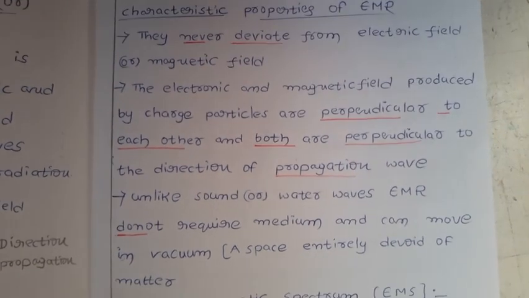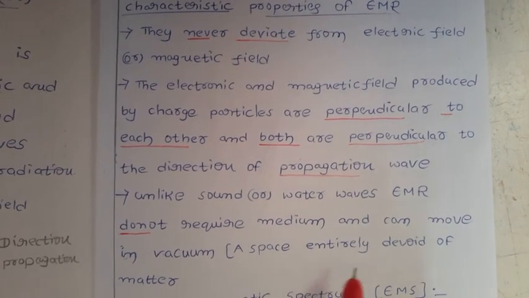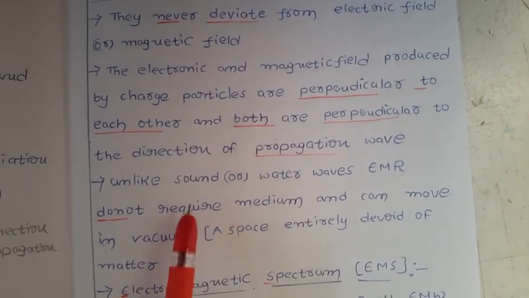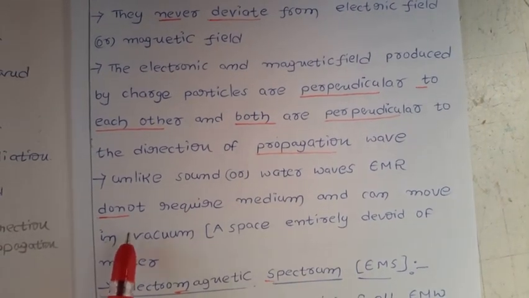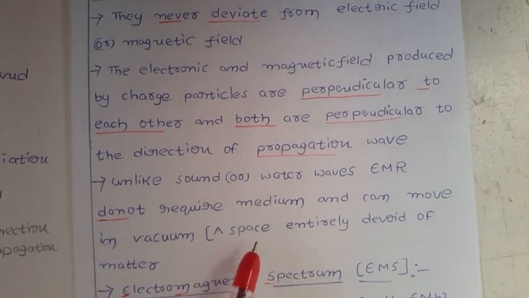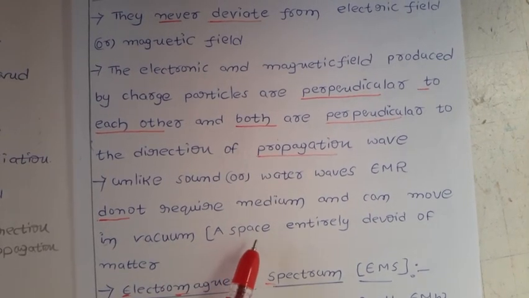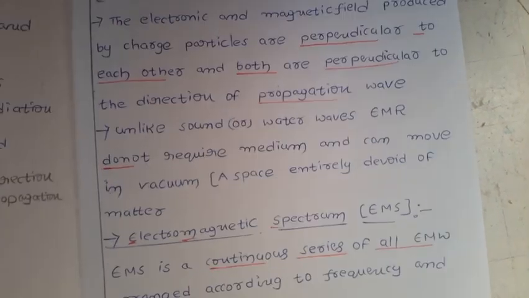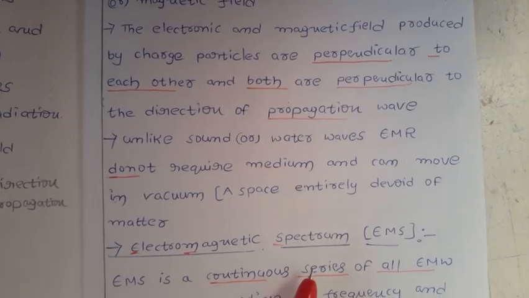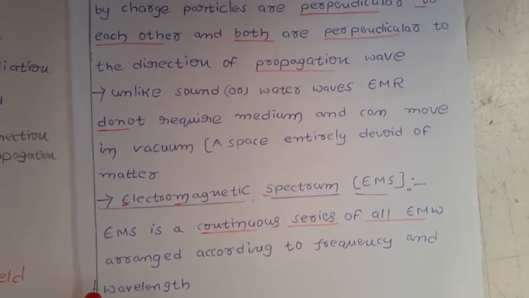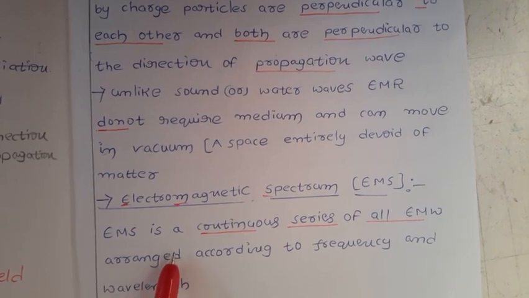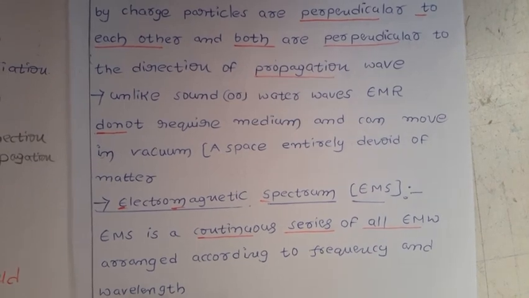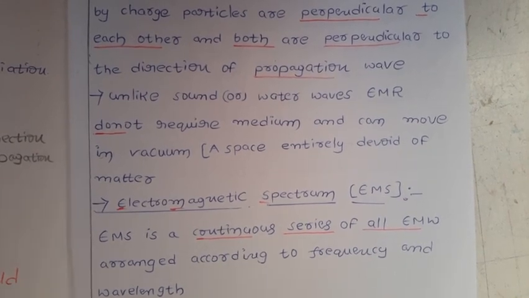Next, unlike sound or water waves, electromagnetic radiations do not require a medium and can move in vacuum. Vacuum means a space entirely devoid of matter. For sound and water waves we need a medium, but in the case of electromagnetic radiations we do not need any medium. Now next we have the electromagnetic spectrum. What is a spectrum here? The electromagnetic spectrum is a continuous series of all electromagnetic waves arranged according to frequency and wavelength.